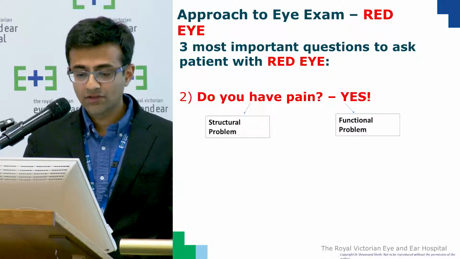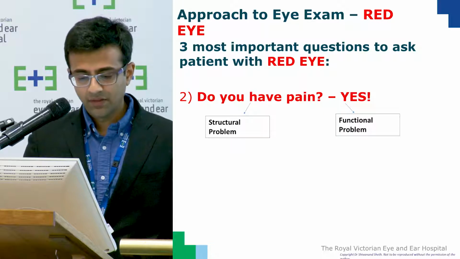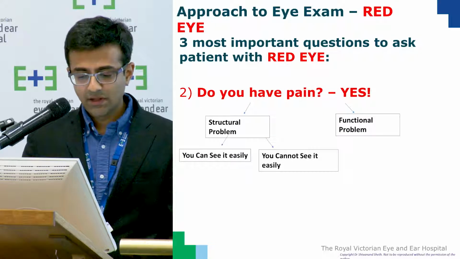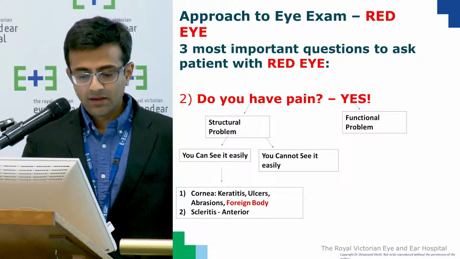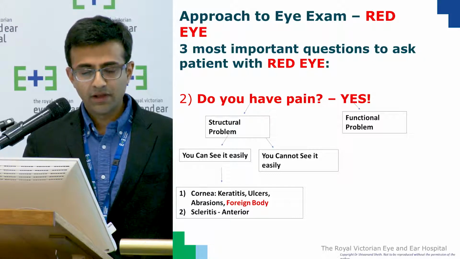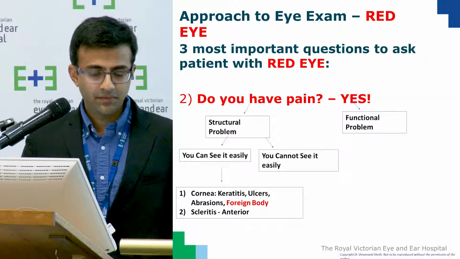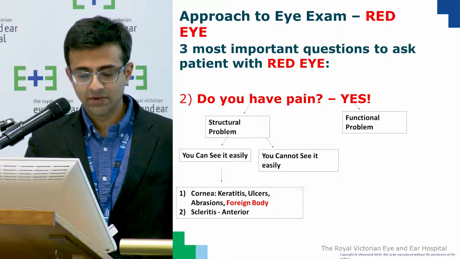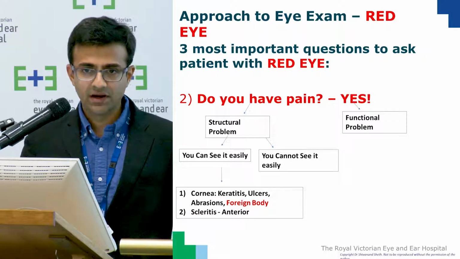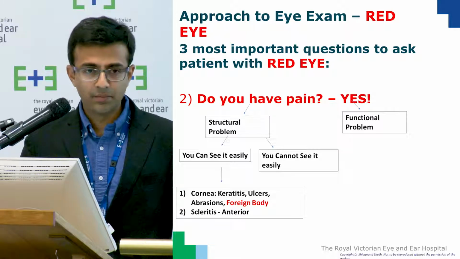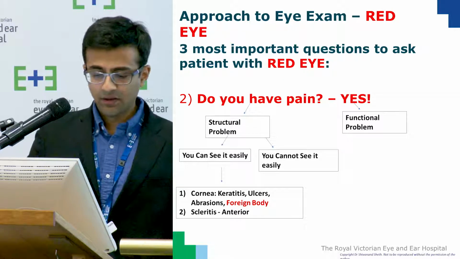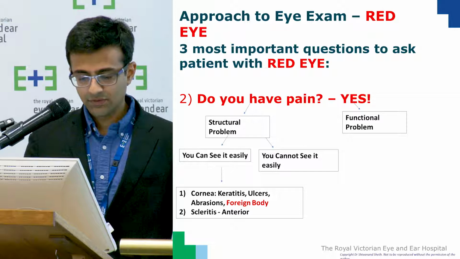So those are common structural problems that cause pain, and you can either see it easily, or you can't see it easily. So if it's painful and you can see it easily, it's probably on the cornea or on the sclera. So it's keratitis, ulcers, abrasions, and foreign body, or it's scleritis where the eye is obviously red and painful and tender. Or you cannot see it easily, so I'll come to that later.